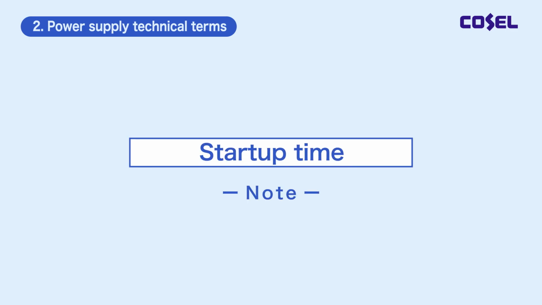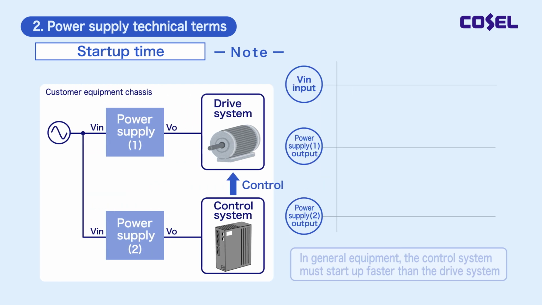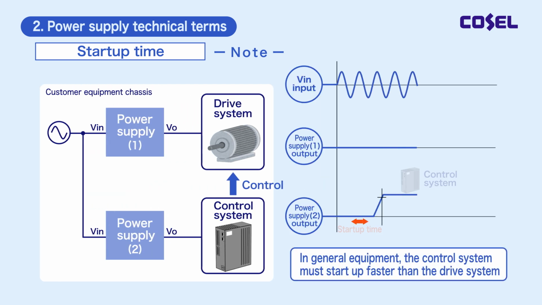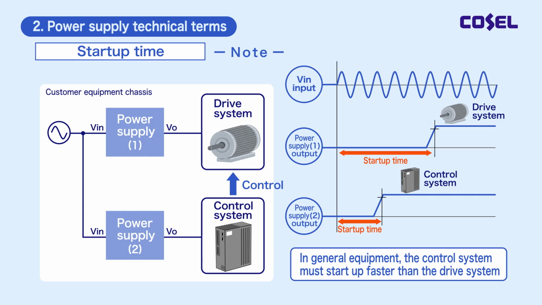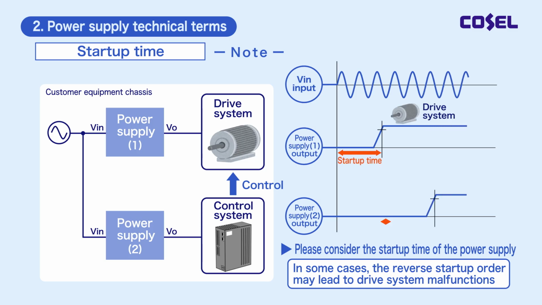A note on startup time. The startup time varies depending on the model, so if your equipment uses multiple power supplies, design the system paying attention to the startup time of each power supply. In general equipment, the control system must start up faster than the drive system. Note that if the startup order is reversed, this may lead to drive system malfunctions in some cases due to differences in startup times.